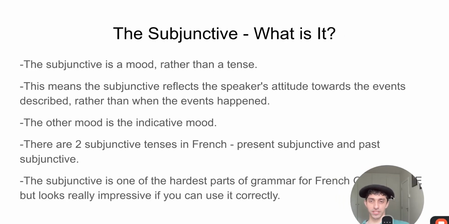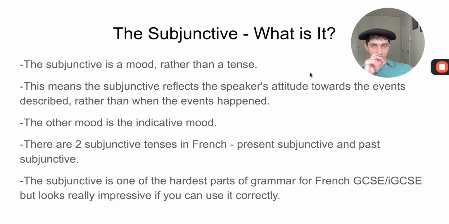So what is the subjunctive? Well, the subjunctive is a mood as opposed to a tense. That means that the subjunctive reflects the speaker's attitude towards the events described rather than when the events themselves happened. That's a common area of difficulty, understanding what exactly is the difference between a mood and a tense, and understanding that distinction, and also the fact that the subjunctive itself is a mood rather than a tense.